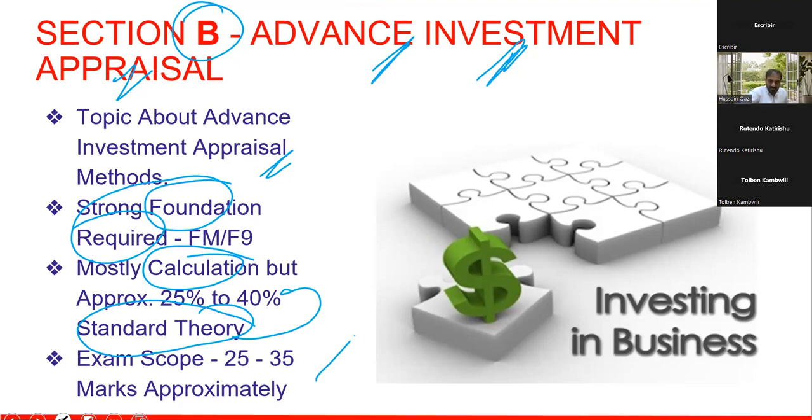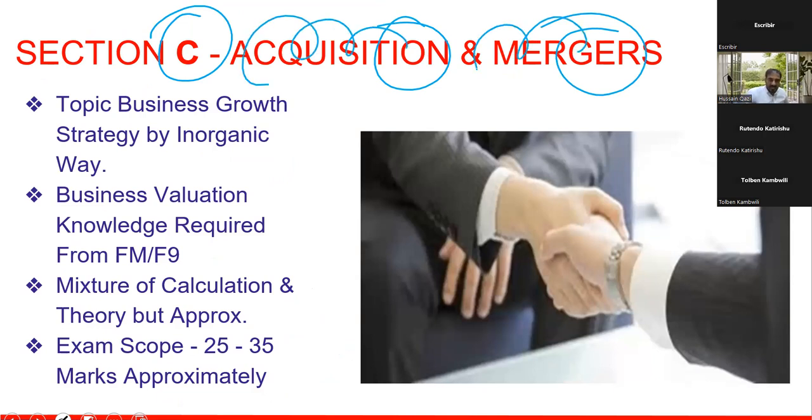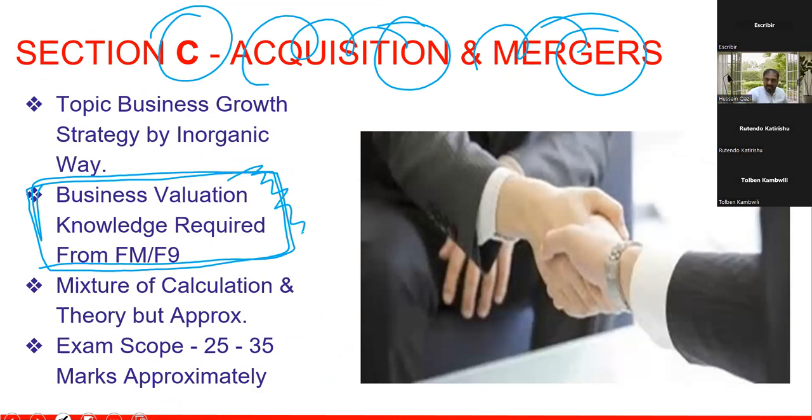Exam scope 25 to 35 marks means the examiner can examine with a 25 marks question and a 50 marks question as well. Section C, very important, the topic acquisition and merger. You studied this in your earlier exam area, F9, in the subject business valuation. A very limited part of acquisition merger, but the calculation techniques for business valuation you studied, like the dividend valuation model, P/E ratio model, like this.